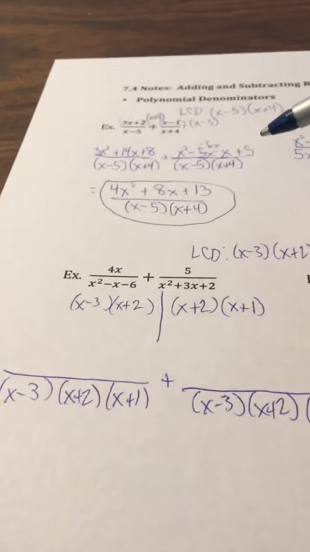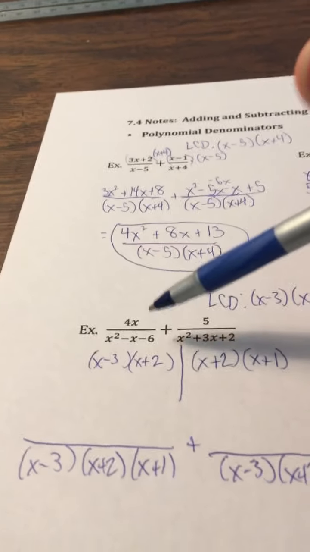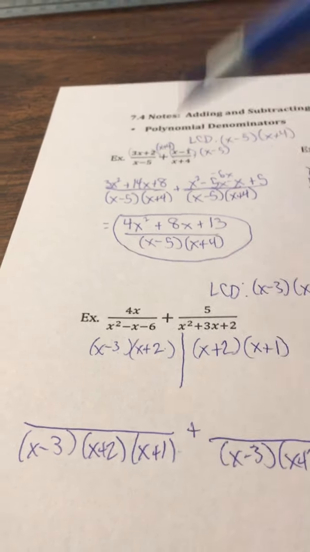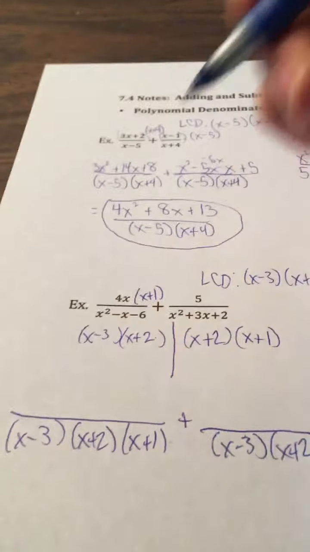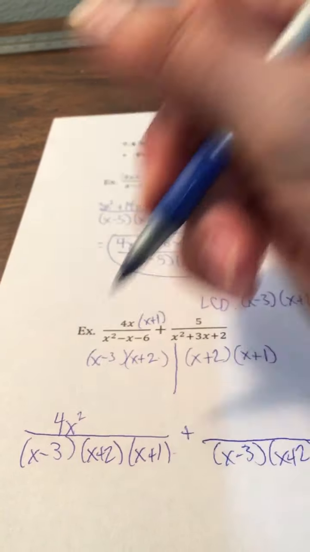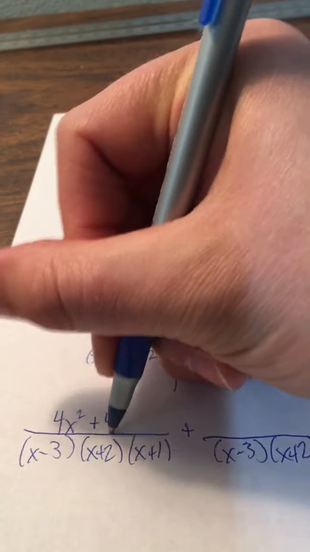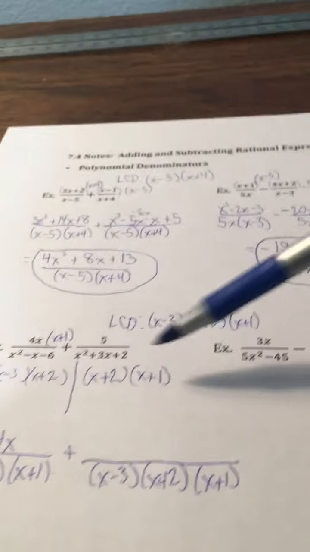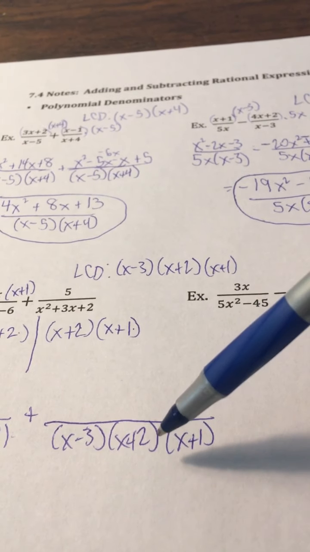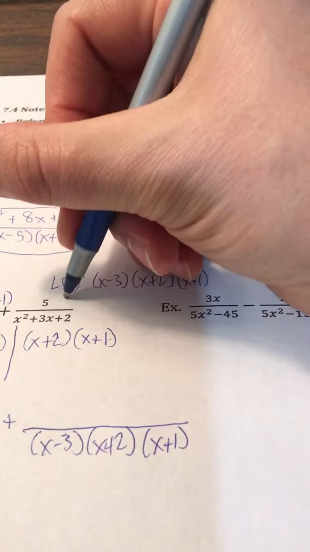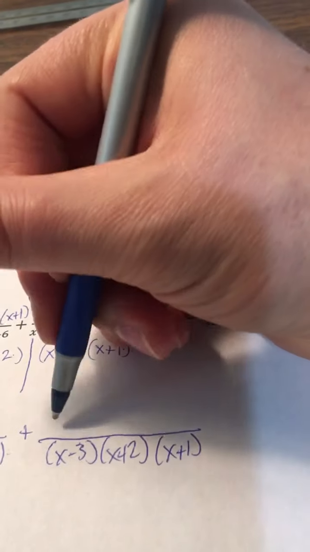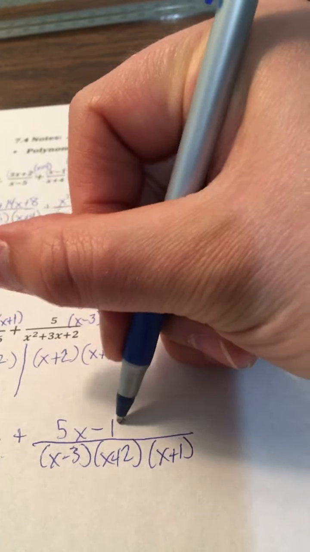So now, go through and multiply each fraction by what was missing. The first fraction has x minus 3. It has x plus 2. What's missing from it? X plus 1. That's what I had to multiply here. So 4x times x plus 1 is going to give me 4x squared plus what? Plus 4x. Second fraction. Look at the factors. We had x plus 2. We had x plus 1. We need this. What's missing from it? X minus 3. So let's multiply by x minus 3. So 5, distribute that to x minus 3, going to be plus 5x minus 15.